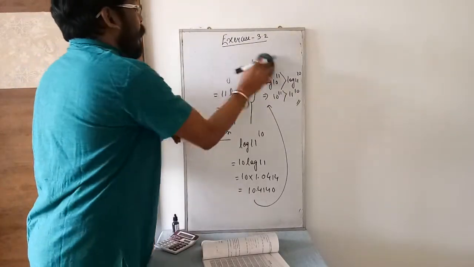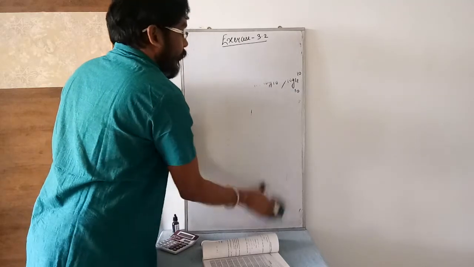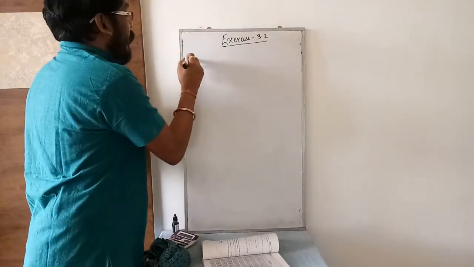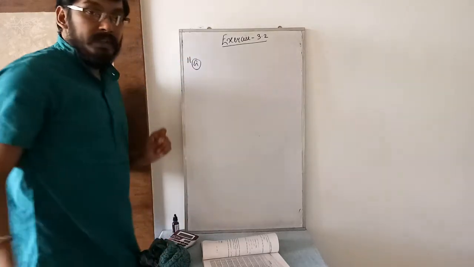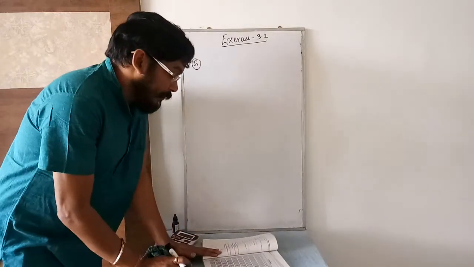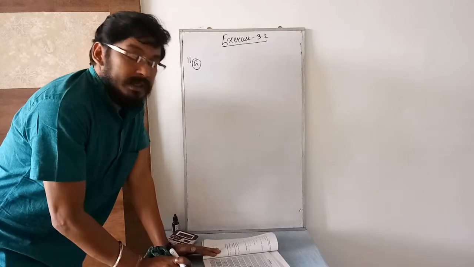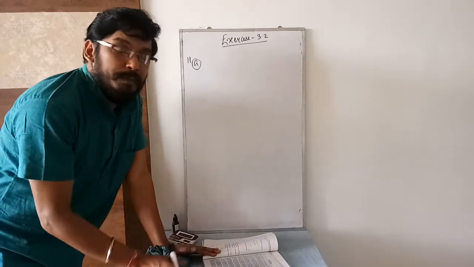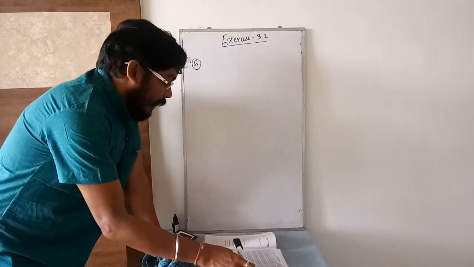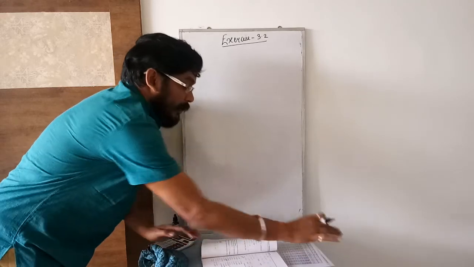Now go for 11a. If I go for 11a, what does it say? 11a is based on compound interest. Compound interest we had in class 7 as well as in class 8. A sum of money is invested in compound interest at the rate of 5% per annum. In how many years will the money be doubled?